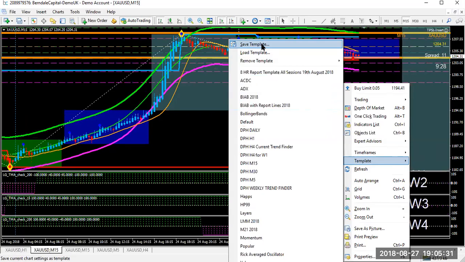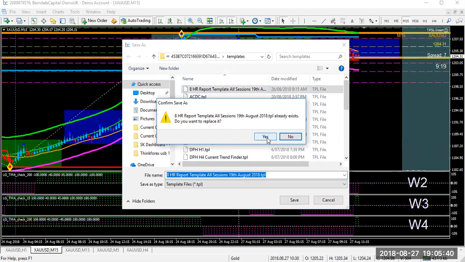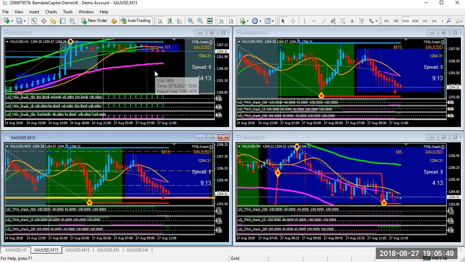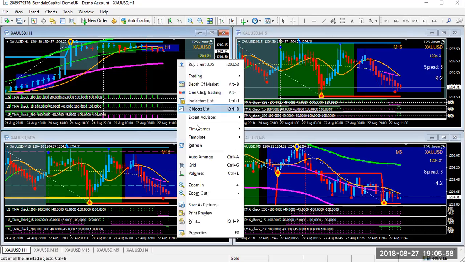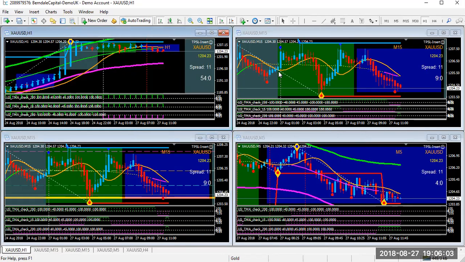So right-click, go to Save, select the 8-hour all-session report, and press Save. It's going to ask you if you want to replace and overwrite yesterday's or the previous information. We're going to say yes. Now that I've done that, I can go to my hour, right-click, and place that template so I have the most current report lines on my 1 hour as well.